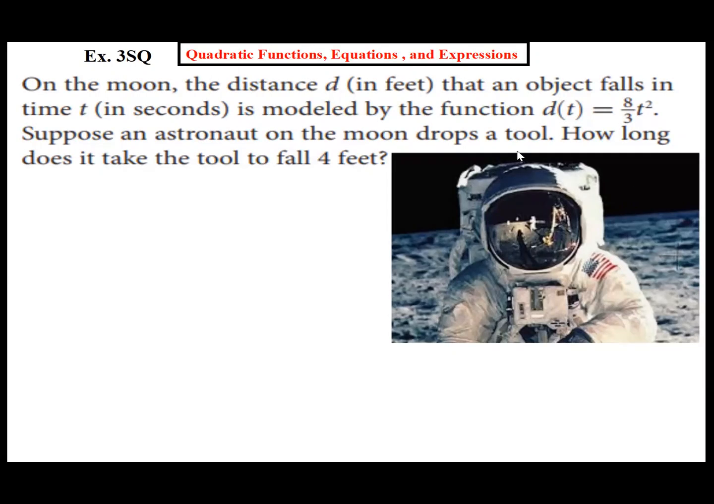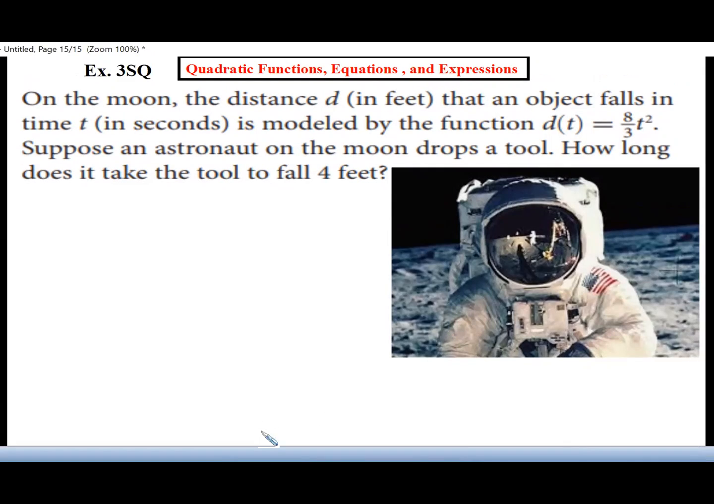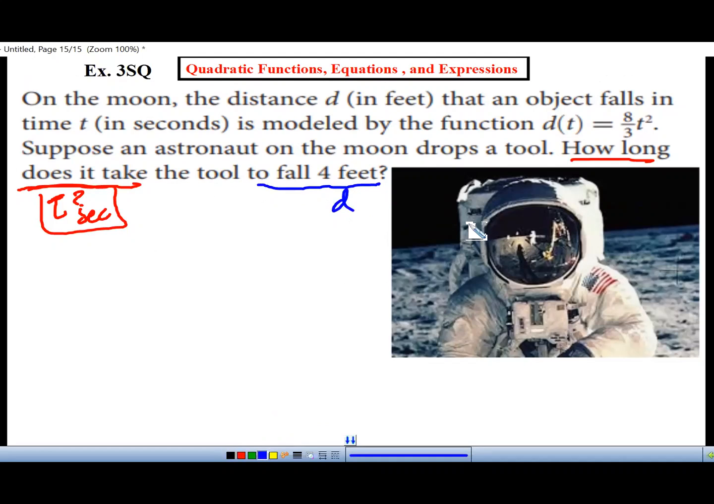All right, so let's see. First, once again, I'm gonna underline our question to see what they're asking. It says, how long does it take? Once again, they are asking us to figure out the time. And what do we know time is in? Seconds. So we need to figure out the time in seconds. Okay, so what else do they give us? They give us a tool to fall 4 feet. That is a distance. Do they give us any other height? No. Okay, what formula would we use?